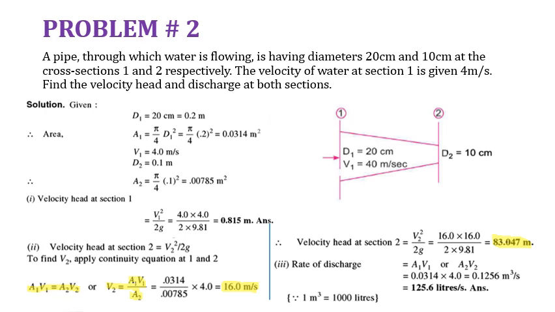So discharge, you can either calculate it for section 1, which will be A1 V1, which is equal to A2 V2. So both ways you'll get the same answer, and this was 0.1256 meter cube per second, which is converted to liters per second by multiplying by 1000. So you must remember these conversions.